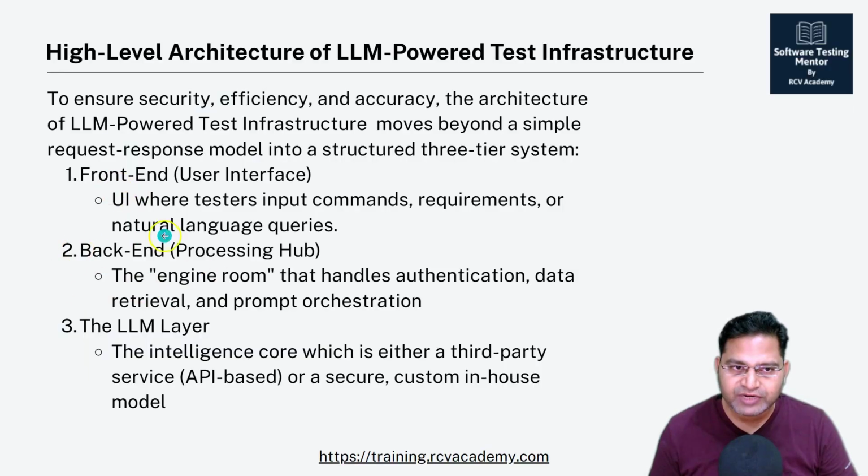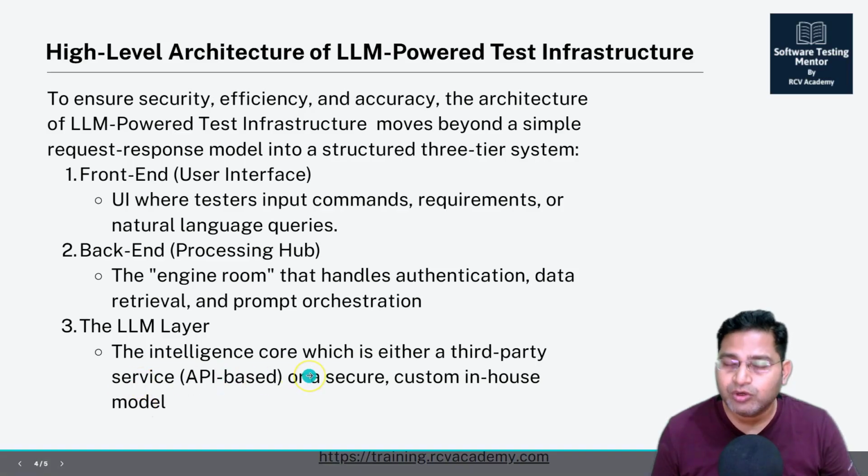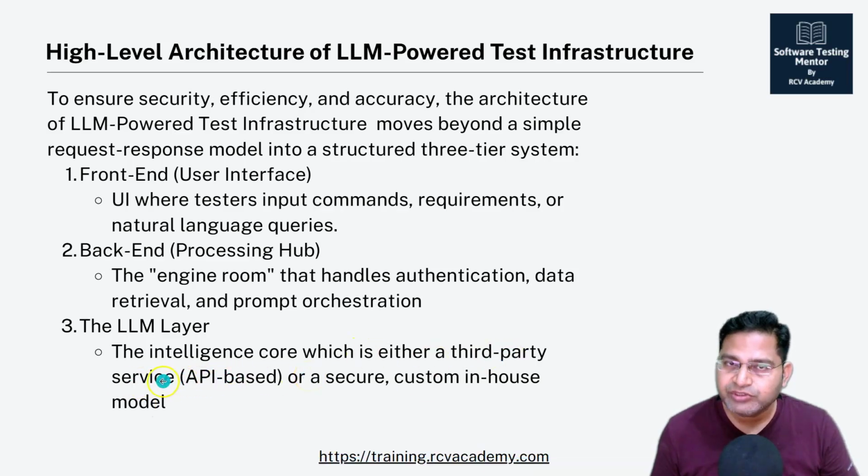Then the backend, which is the processing hub, the engine room that handles the authentication, data retrieval, and prompt orchestration. That's the backend. Then the LLM layer is the intelligence core or brain, which is either a third-party service or an API or a secure custom in-house model.